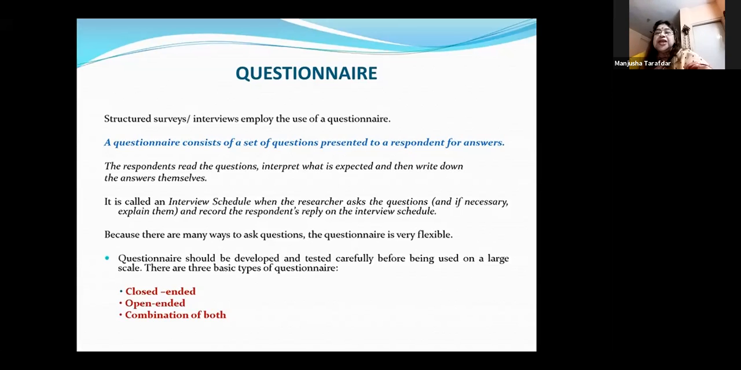It is called an interview schedule when the researcher asks the questions and, if necessary, explains them and records the respondent's reply on the interview schedule. Because there are many ways to ask questions, the questionnaire is very flexible.